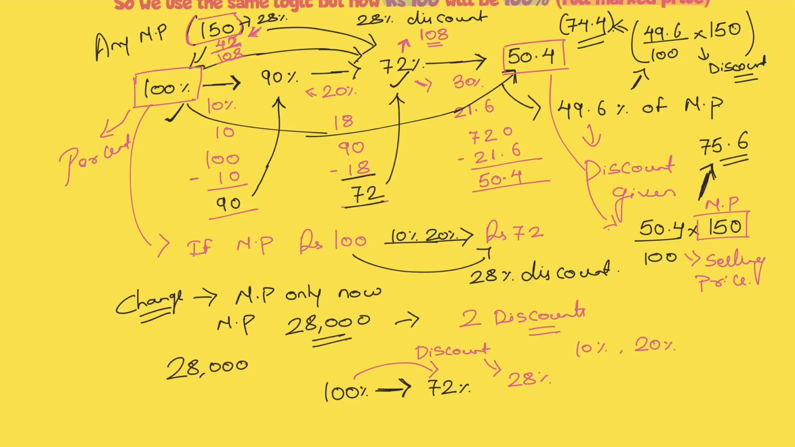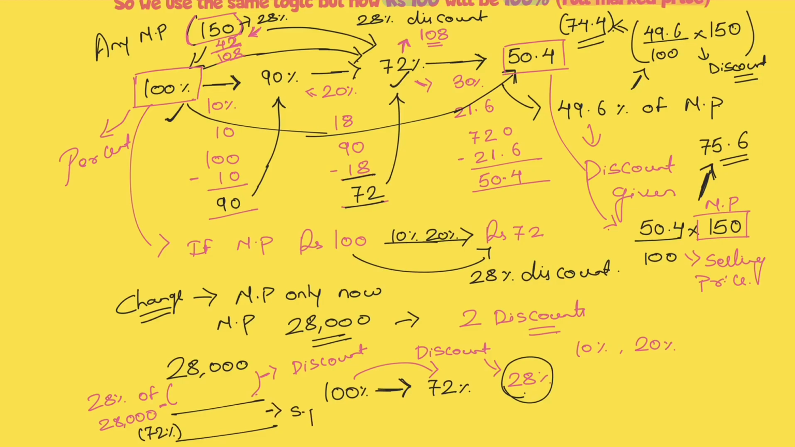In case they ask you what is the discount right now, you will say, okay, the mark price is 28,000. 28% of that will be the discount given. Okay, and if they ask you, tell me the selling price as well, what will you tell? 28% of 28,000 will be subtracted from the mark price and you will get the selling price. Or you can say just take 72% of 28,000, that will be your selling price. So you should know how to apply this method when everything changes.